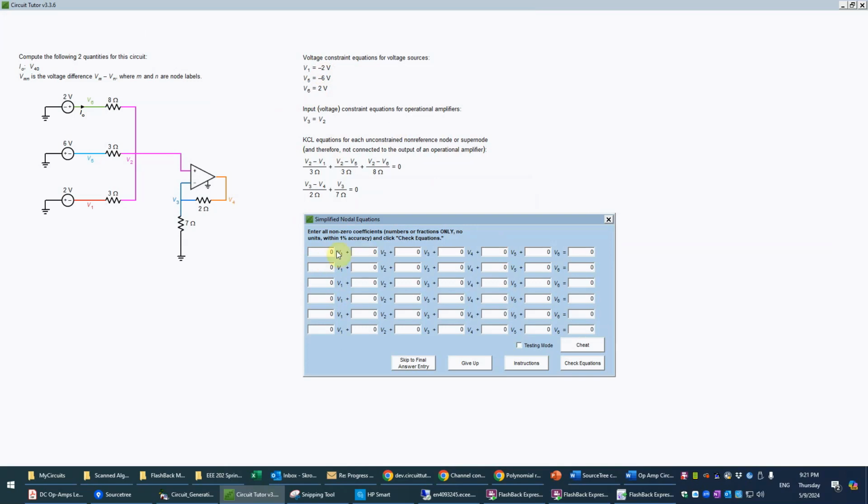So V1 is just equal to -2, so we'll make a coefficient of 1 there for V1, and then a constant term of -2 here. And I could use the tab key, but here it's probably faster to just click. And then V5 is -6, so our next equation, we'll just put a 1 coefficient of V5, and then this will be -6 is the constant term. And then the third equation says V6 is 2, so that will be a 1 here, and then this will be a 2.